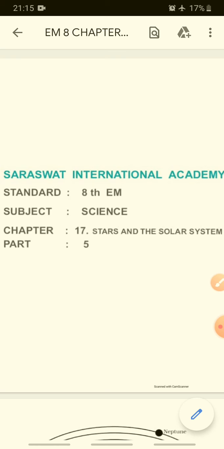So in Part 4 we discussed the solar system, the 9 planets, the different names of the 9 planets and how they revolve around on their own axis. So today in Part 5 we will be discussing the same, the different planets and their different features. So let's start.